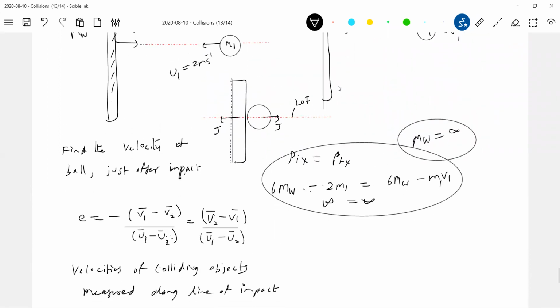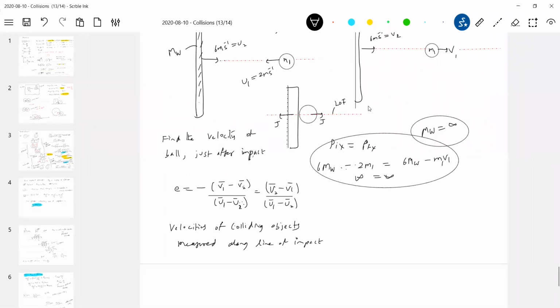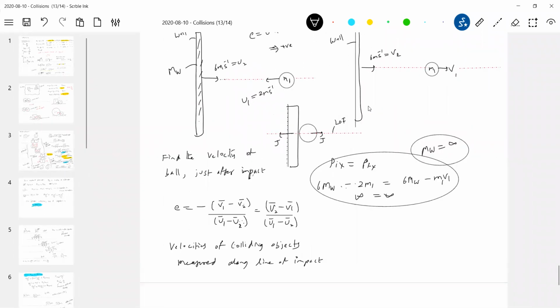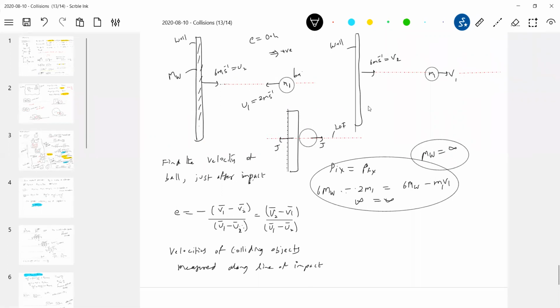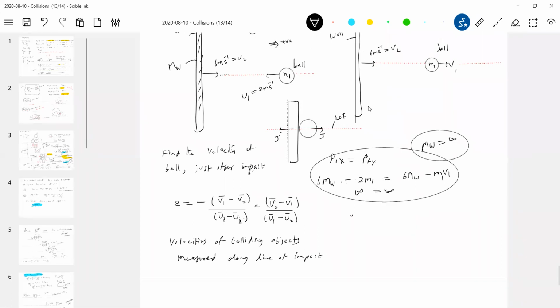Let's directly apply the formula and get the velocity of the colliding ball. According to the formula, E is equal to V2 bar, velocity of the ball, plus 6 V1. I don't know the sign. If you don't know the sign, don't put it, just leave it. The sign will tell us. If you get positive, it is towards right. If you get negative, it is towards left. Like this. Then U1 will be how much? Minus 2, that of the wall, plus 6.